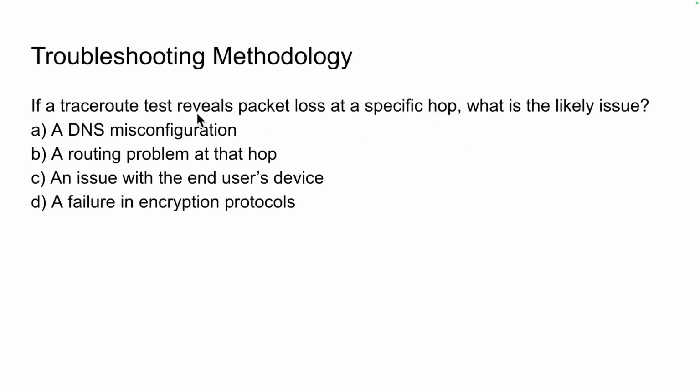What traceroute does is it traces the route that a packet takes to go from your location to the destination, and it takes several hops to get there. So it'll go from your router to another router to another router. It'll go probably to your internet service provider's router, and then from there it'll go to another router until it finally lands at its destination. So this is a routing problem that is at that specific hop that the packet loss is occurring.